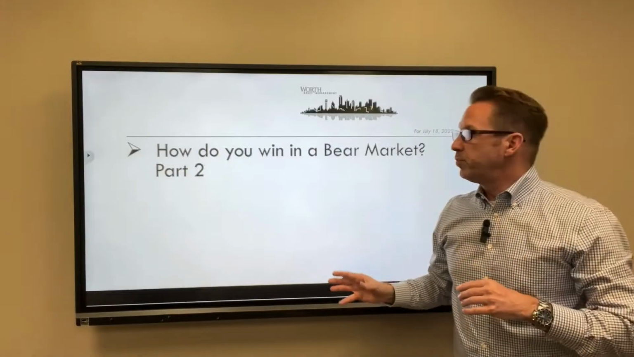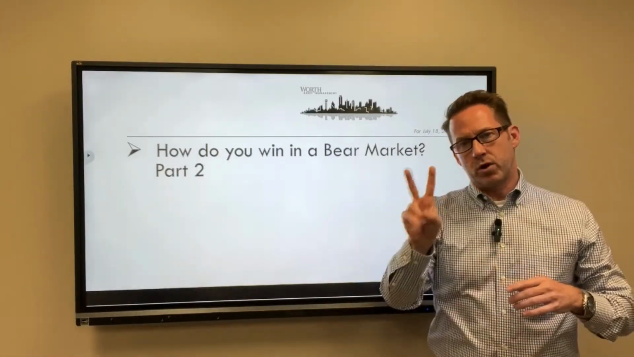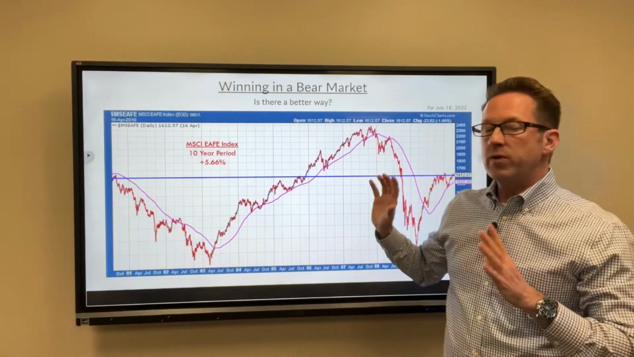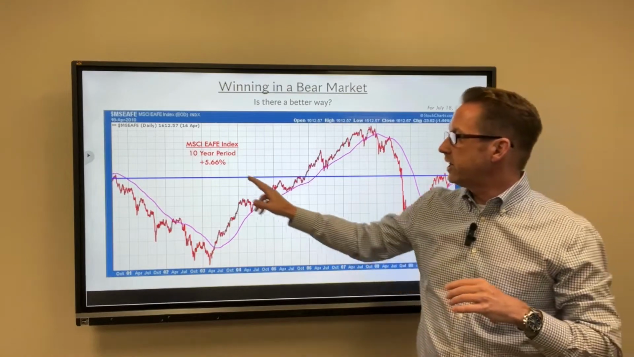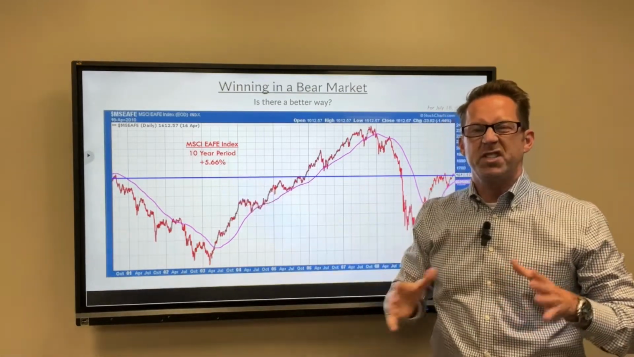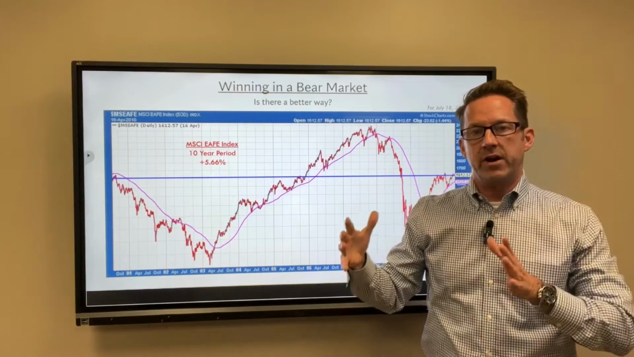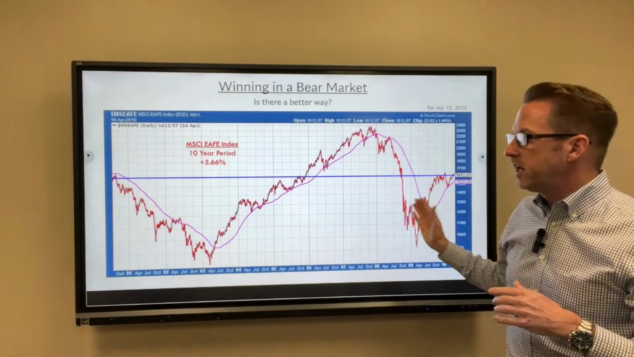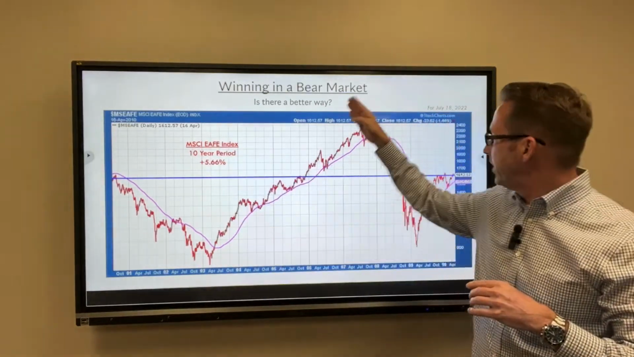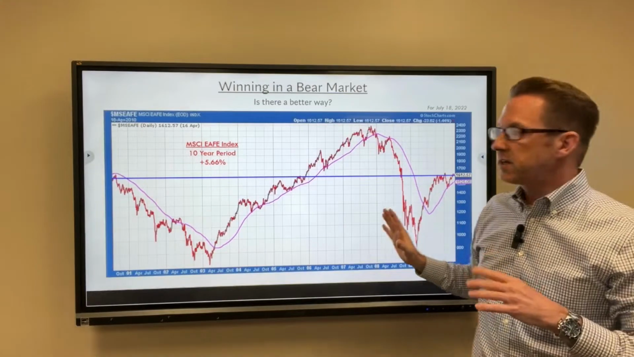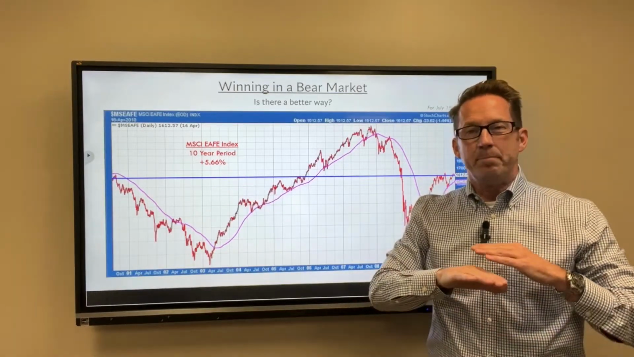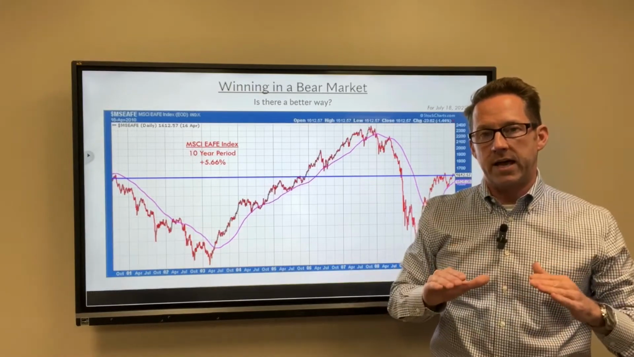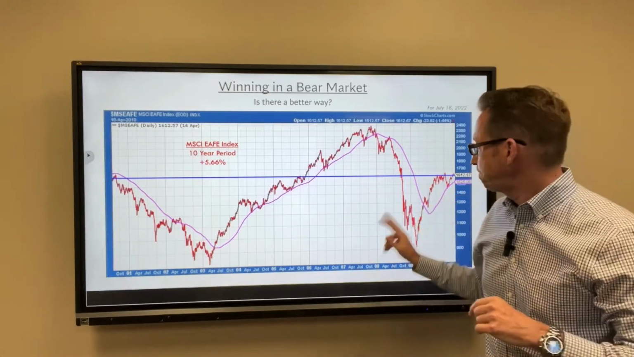Okay, let's go back to the board and how do you win in a bear market, part 2. This graph is a representation of a 10-year period looking at the MSCI EAFE index, which is the S&P 500 for international stocks. We went back through 2000 through 2010, and yes, the market dropped and went up and dropped and went up, but basically the return was a meager 5.6%. It was really considered to be a lost decade for international investing.